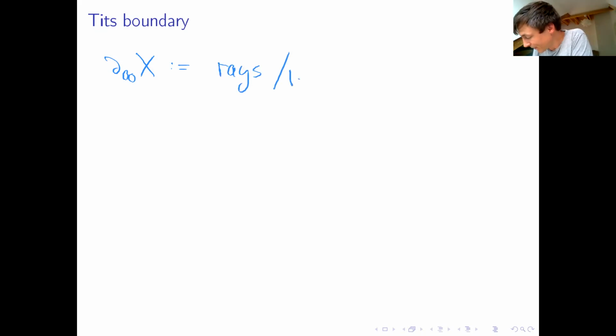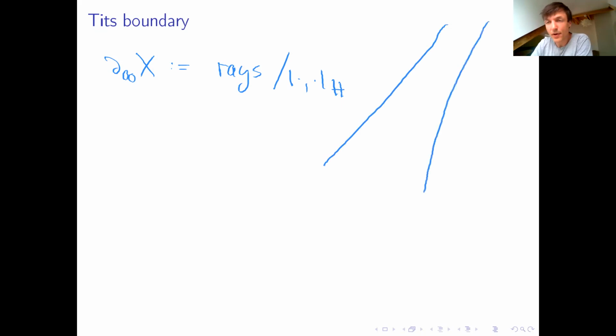Let's begin slowly. What you usually do is first associate what is called the ideal boundary, usually denoted del infinity of X. As a set, this is the set of geodesic rays up to finite Hausdorff distance. You look at a geodesic ray in your space, and if you see a second geodesic ray which is at finite distance, then you think of it as representing some point at infinity.